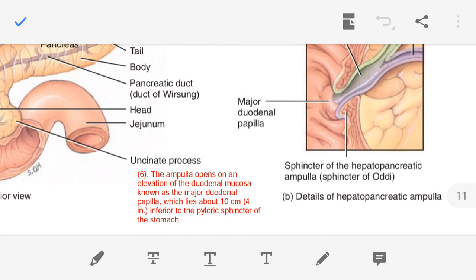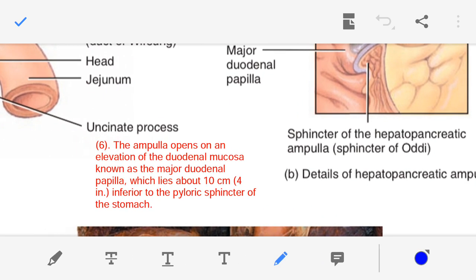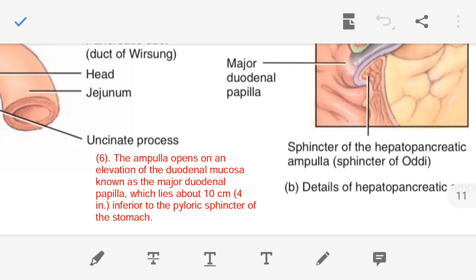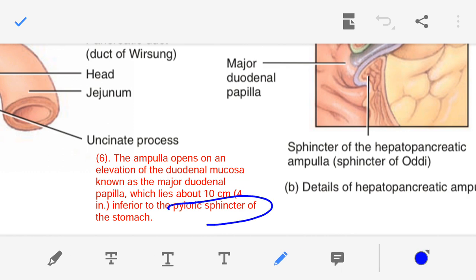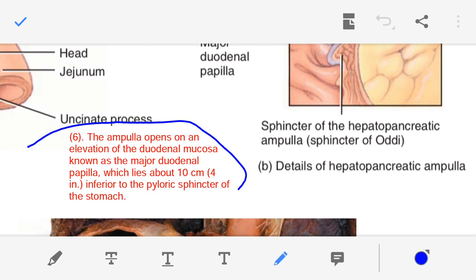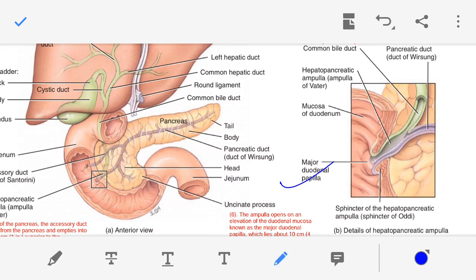So the major duodenal papilla of the duodenal mucosa is the elevated part where the ampulla is opening, okay, and this opening is present 10 centimeter inferior to the pyloric sphincter of the stomach. So 10 centimeter away from the pyloric sphincter, the ampulla is opening into the duodenum. That is the meaning of this, okay. This is the theory point, and you can go through this figure so you will get the idea, okay.